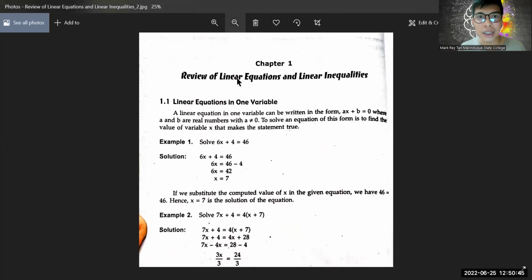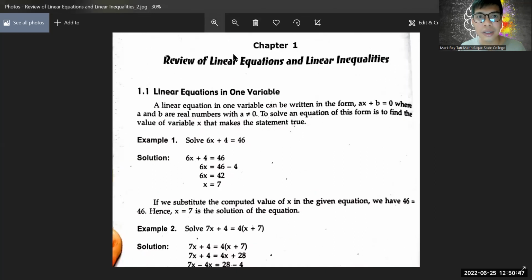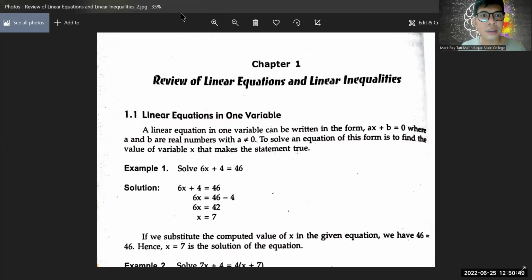Ay, wait lang, lumalabas yung zoom ko na lang. Ayan. Paano ba to? Ay, wala. I don't know kung nakikita to. Sige, bahala na. Paano ba?